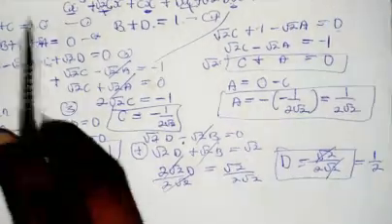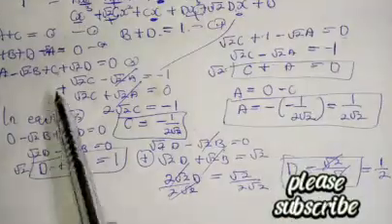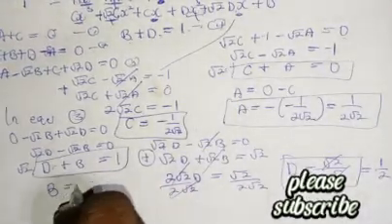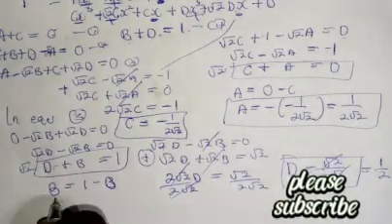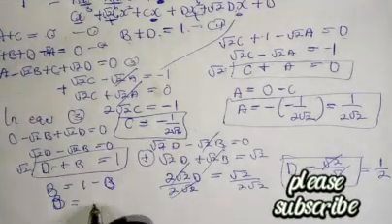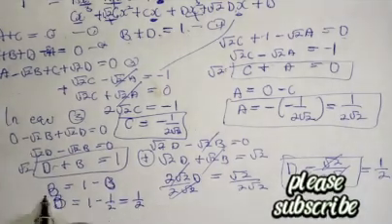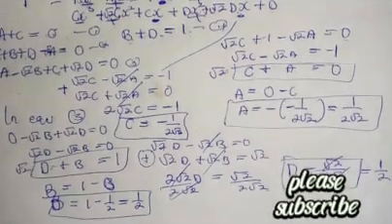So now, don't forget b plus d. Here we said b plus d is equal to 1. So we have b is equal to 1 minus d. And b is equal to 1 minus 1 over 2. So b is equal to 1 over 2. So I've gotten our values for the equation now.